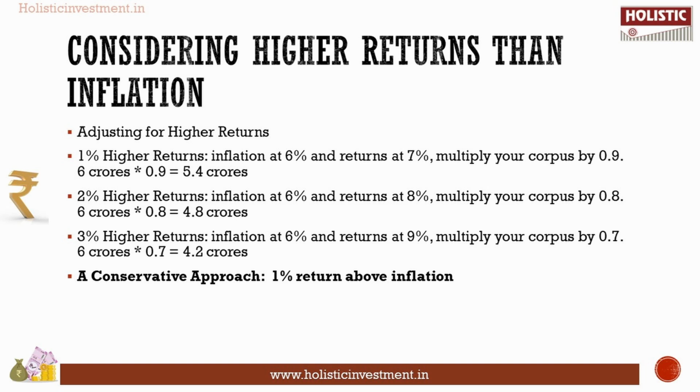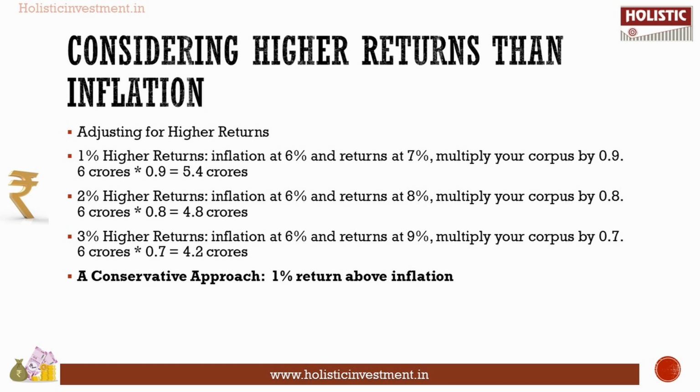1% higher returns. If your returns are 1% higher than inflation, for example, inflation at 6% and returns at 7%, multiply your required corpus by 0.9. So instead of rupees 6 crores, you would need 5.4 crores. 2% higher returns. If your returns are 2% higher than inflation, for example, inflation at 6% and returns at 8%, multiply your corpus by 0.8. This reduces your requirement to 4.8 crores.